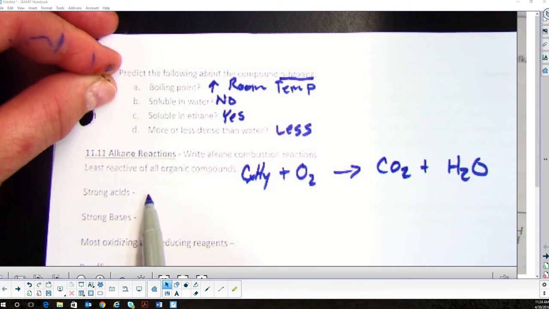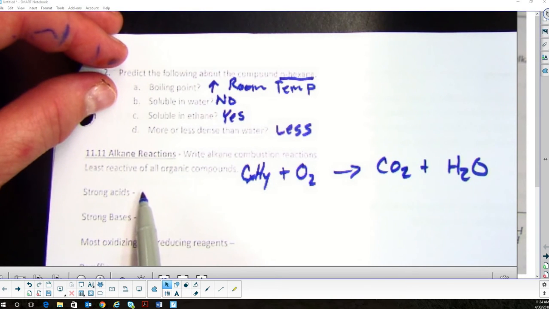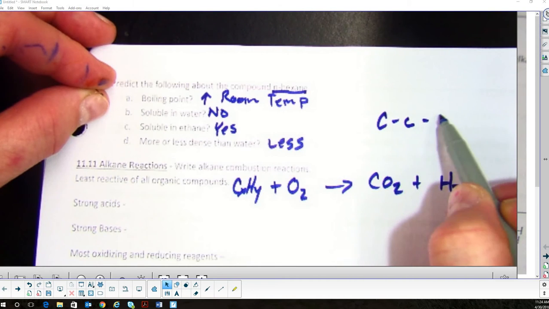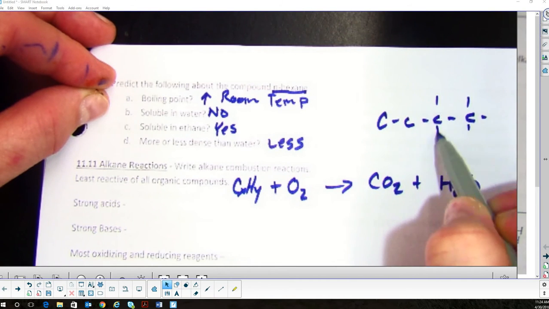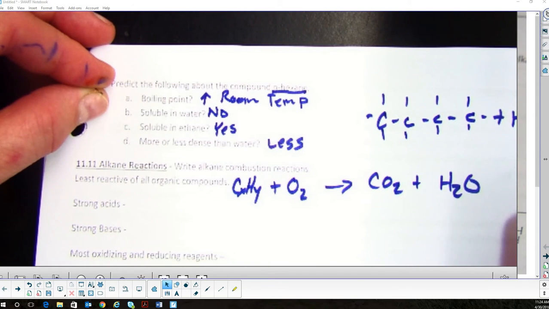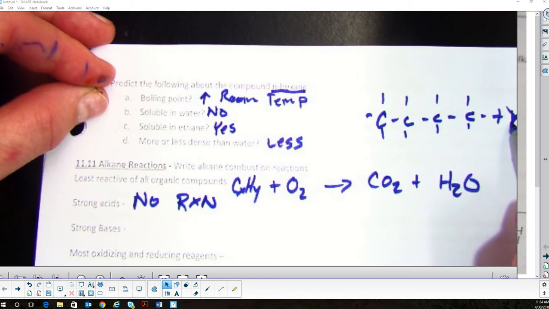Strong acids, what do you think? If I'm adding H plus to alkanes, is it going to do anything? So an alkane is basically like this, right, with hydrogens all around it. If I add an H plus to it, is there going to be a reaction? No, there's no more room. So there's no reaction. What if instead of the H plus, I add an OH minus?